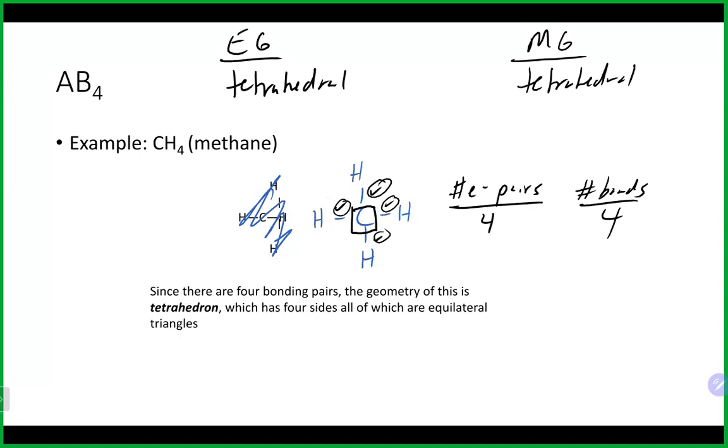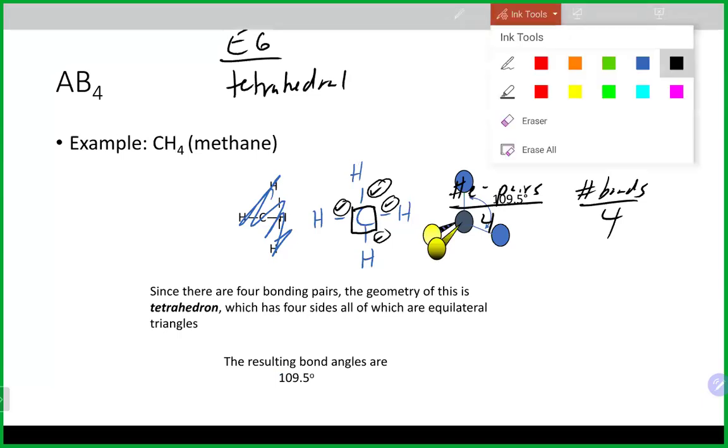So we had 3 bonds, if you will, and it made a triangle type shape. In this case, we've got a similar thing happening. We've got our bonds over here.